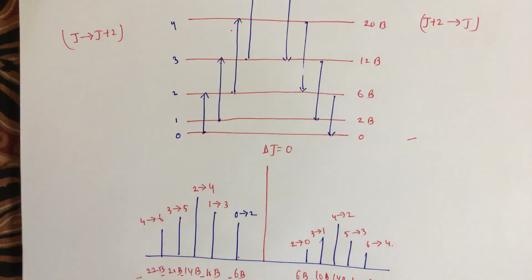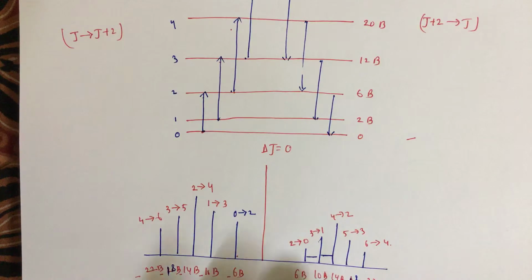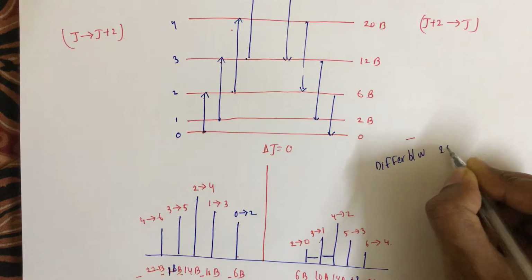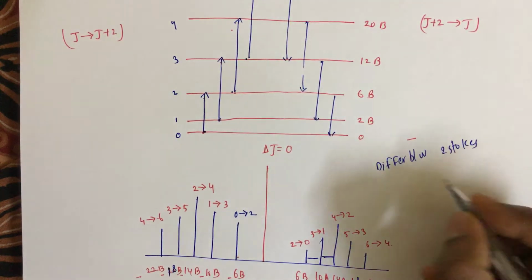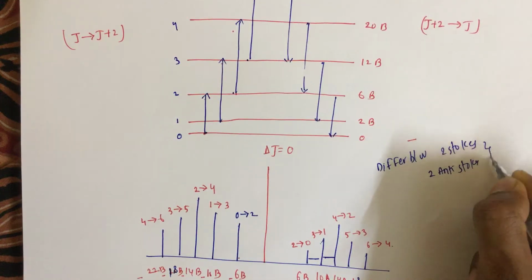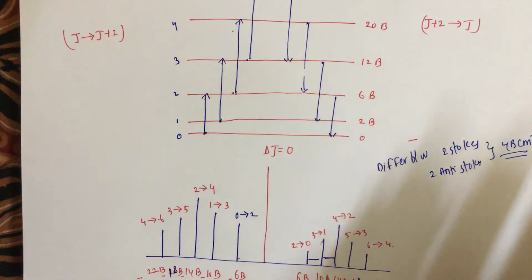Now see, the difference between the two energy states will be 4 beta. Anywhere you take, I think this is 18. So the difference between two Stokes lines or two anti-Stokes lines will be 4 beta centimeter inverse. These are very important. From an examination point of view, this is very important.